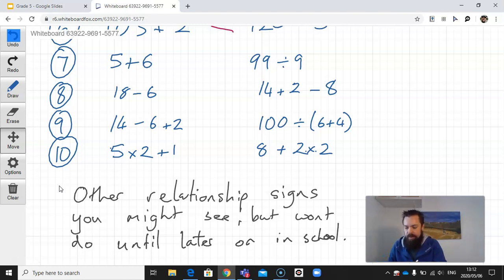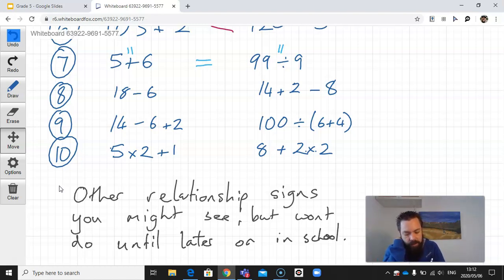Right, if you'd like some more time, then just pause. Let's have a look at the first one. So just quickly jotting down, 5 plus 6 is 11. 99 divided by 9 is also 11. That's knowing your times tables. 11 is equal to 11, so we say 5 plus 6 is equal to 99 divided by 9.